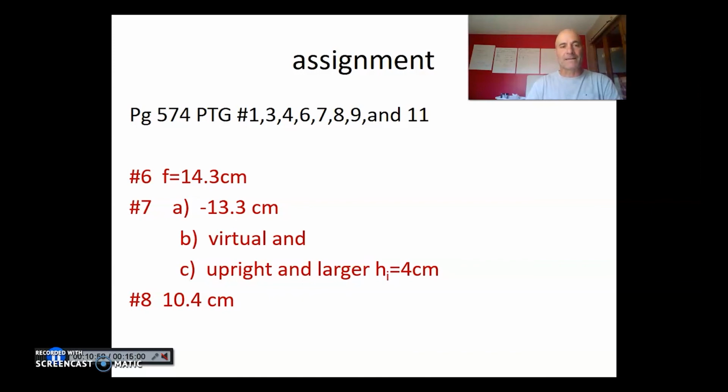And this is the last, like I said earlier, this is the last assignment for the optics unit on light and sound. We're not going to have a test on this stuff. We're just going to jump right into electronics next week.